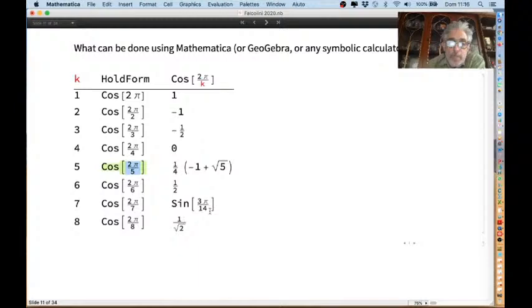but for n equals 7 this cosine can be written in terms of sine, but not in terms of square roots. Is that an accident? Do we need more precision, or what? This is what we want to discuss.